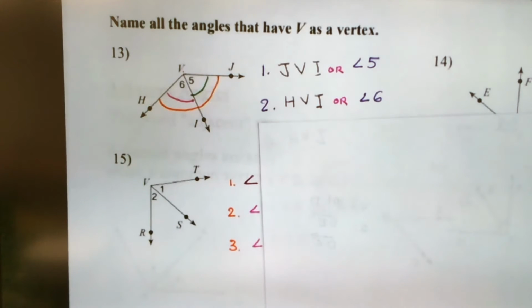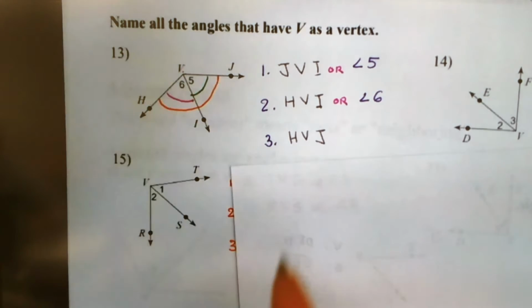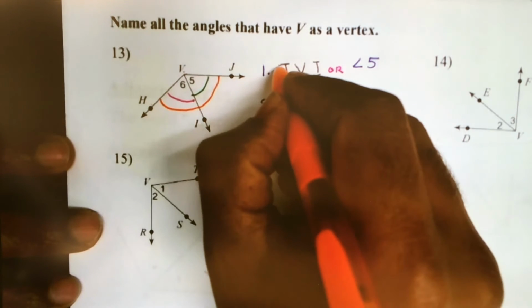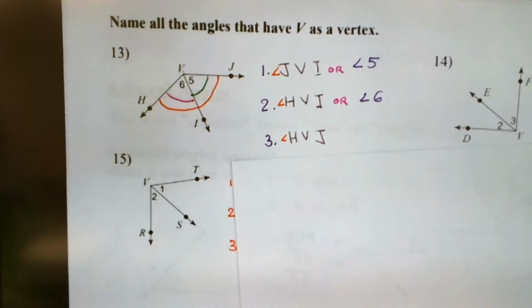You may think, why can't we use just V? Since there is more than one angle, we cannot use only one letter. If you say just angle V, we don't know which angle you are talking about. So it is always better to use a 3-letter angle representation. I'm making more mistakes here, I am missing an angle sign. That's right. So those are the 3 different angles.